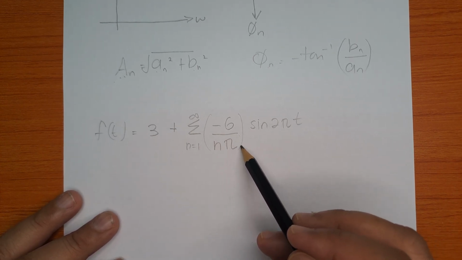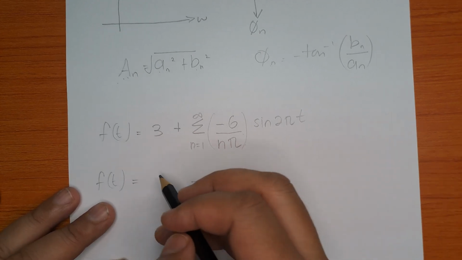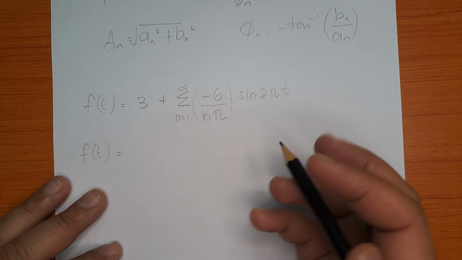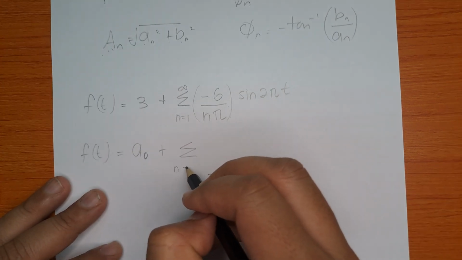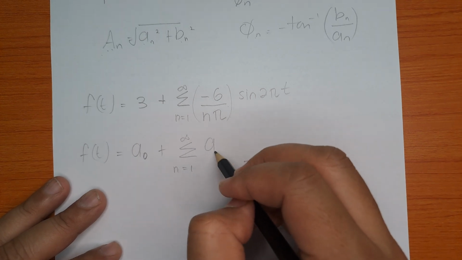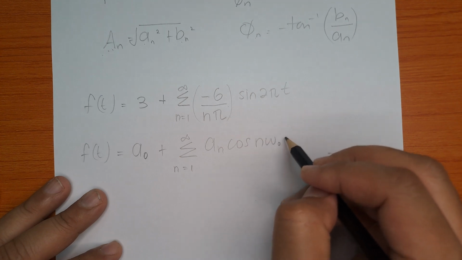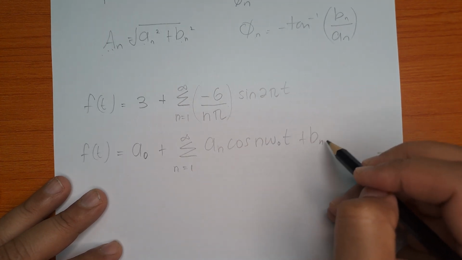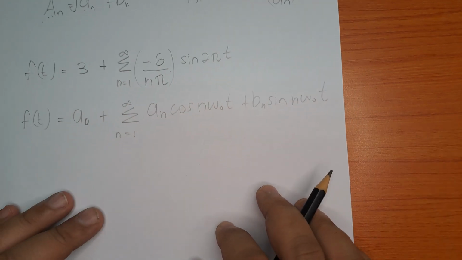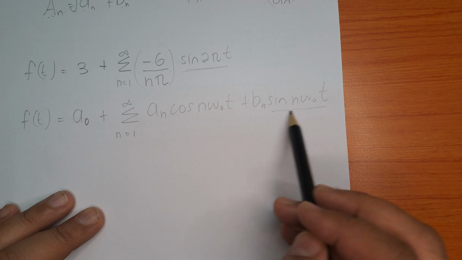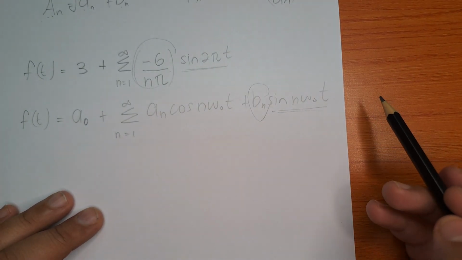Now this, is it an or bn? In order to know that, we have to look at the general equation of the Fourier series, which is a naught plus summation of an cos n omega naught t plus bn sin n omega naught t. So here this is the sine function, so this is the bn, right?